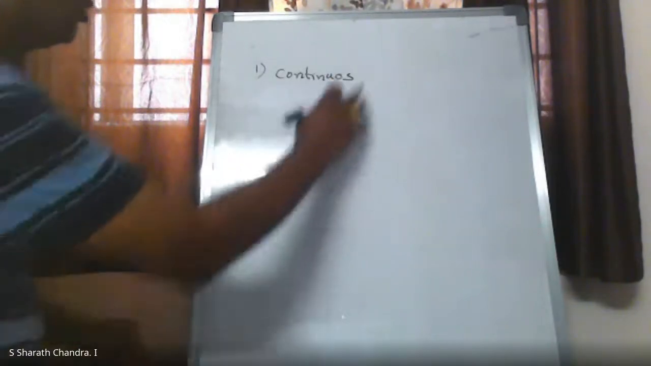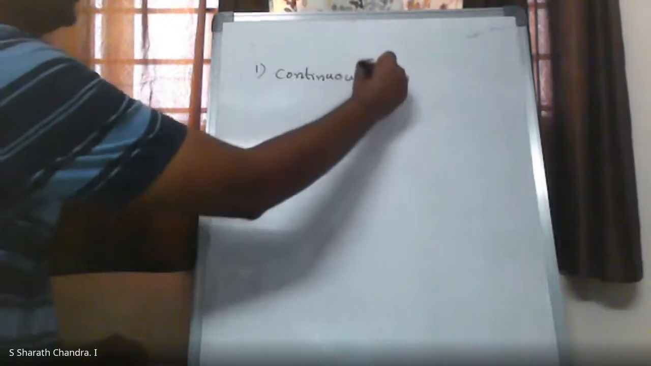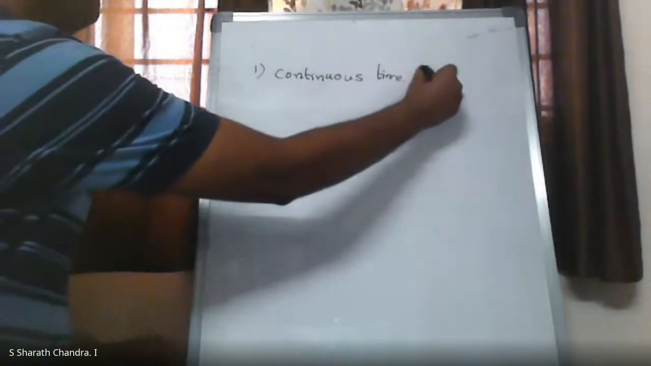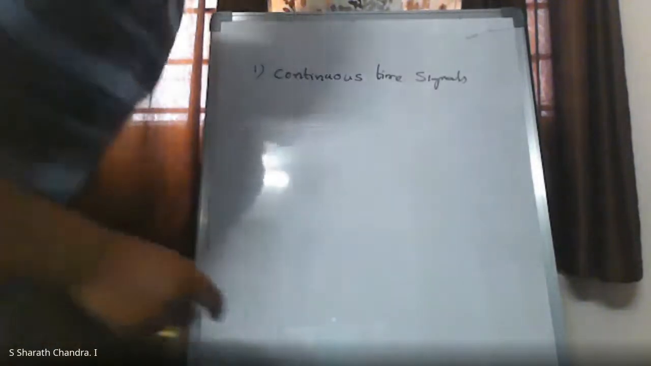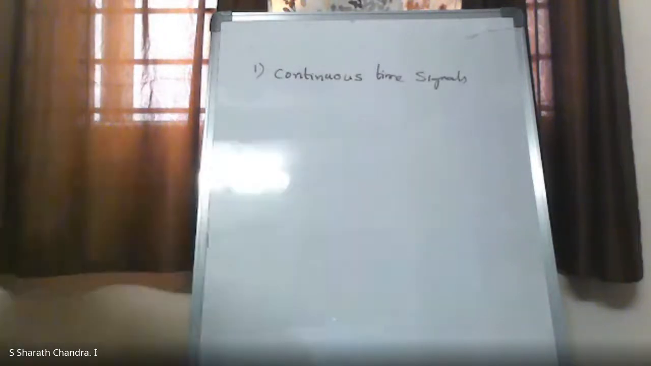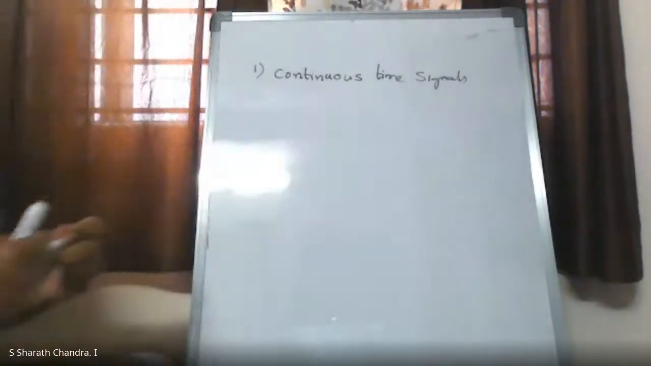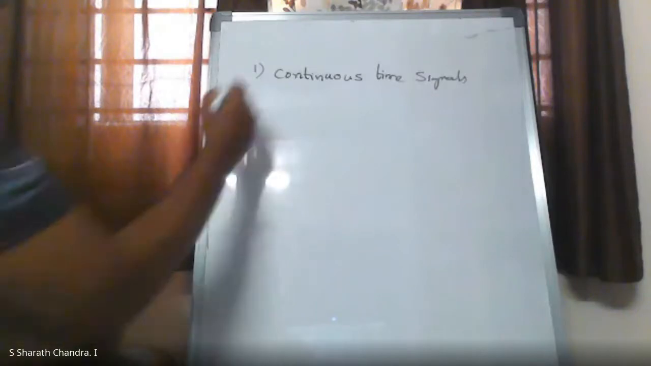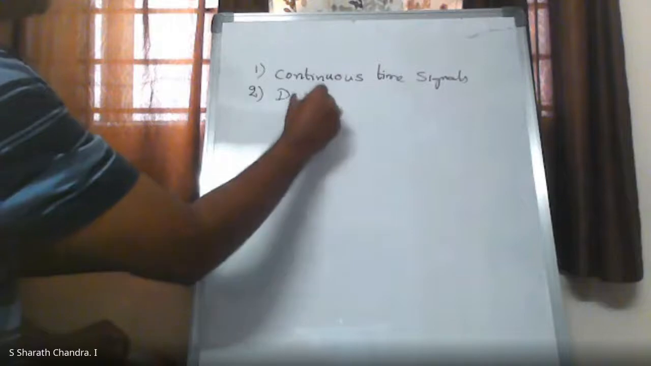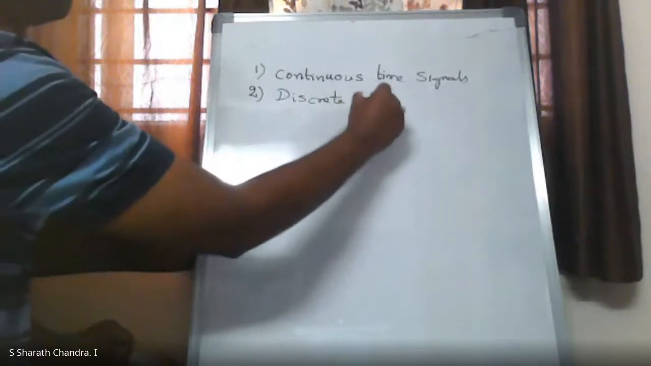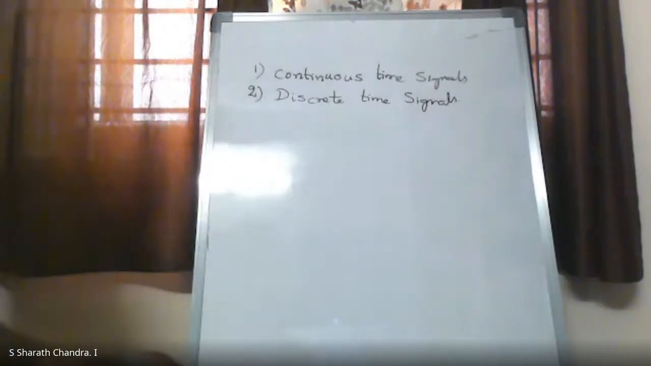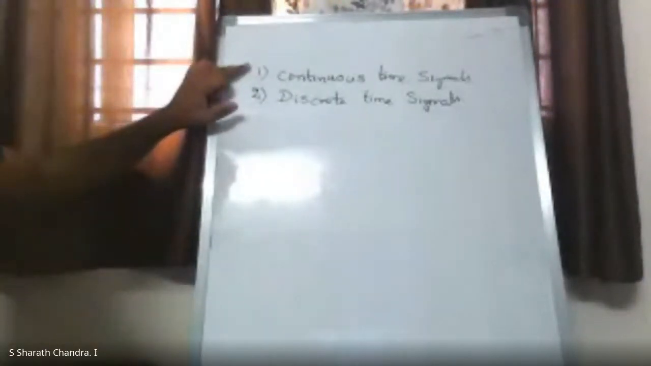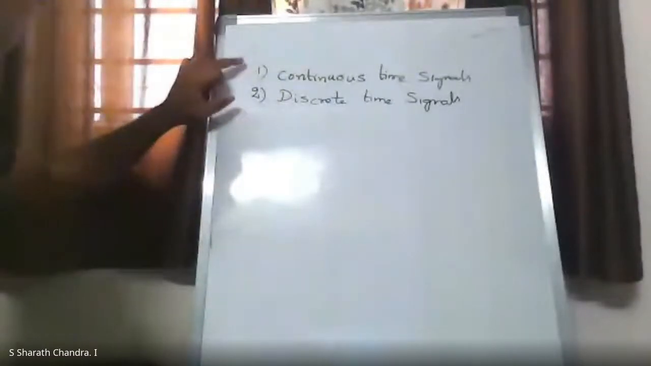continuous time signals, and the other one is discrete time signals. Continuous time signals and discrete time signals. A continuous time signal may be defined as a mathematical continuous function.